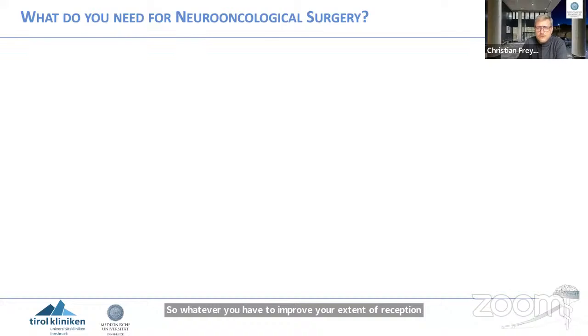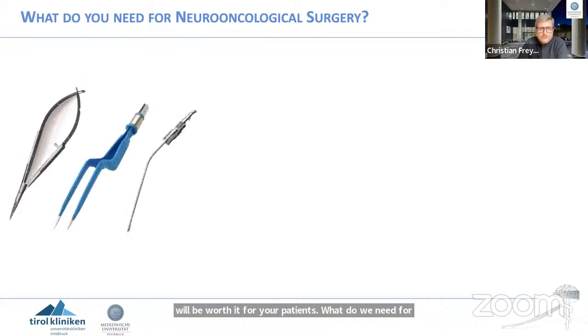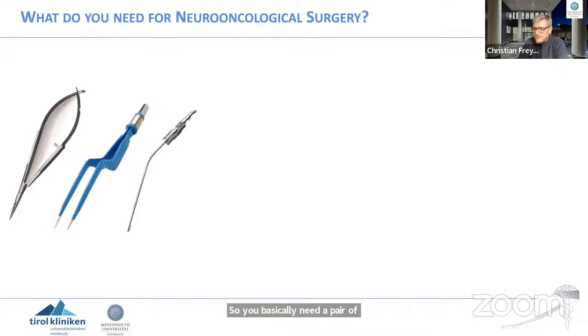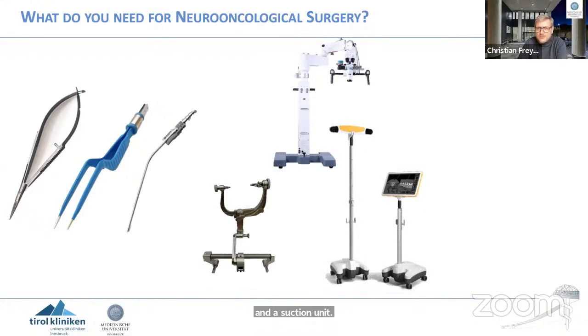What do we need for neurooncological surgery? And this has been touched by Päivi before. So you basically need a pair of micro scissors, a bipolar, and a suction unit. That's what you definitely need. But it's also nice to have a microscope. It's also nice to have a Mayfield or other devices to hold the head. And it's also very nice, and I consider it a standard, all the three of those, to have a neuronavigation, but it's not absolutely mandatory.